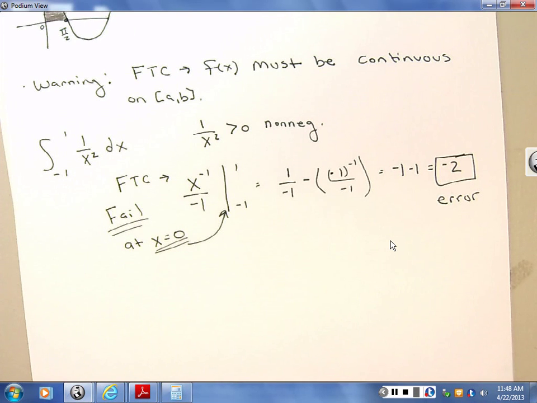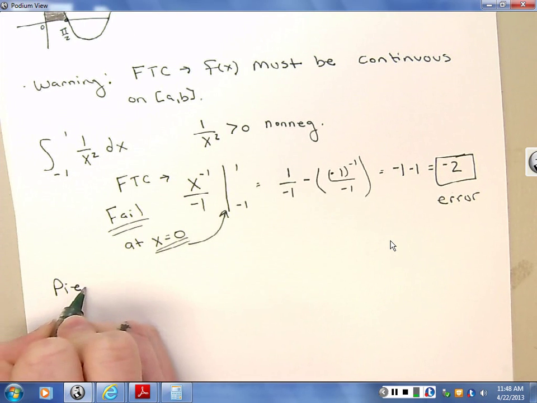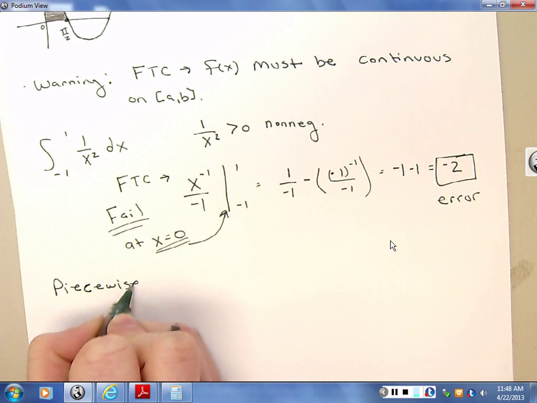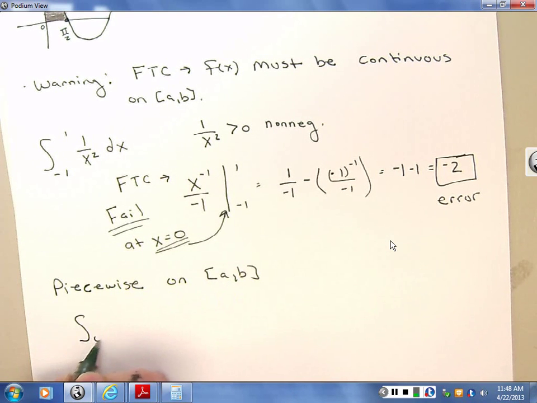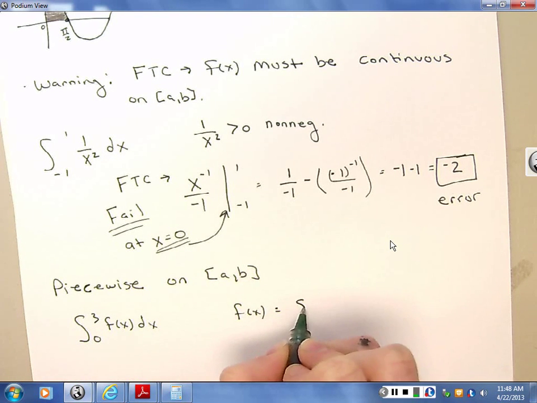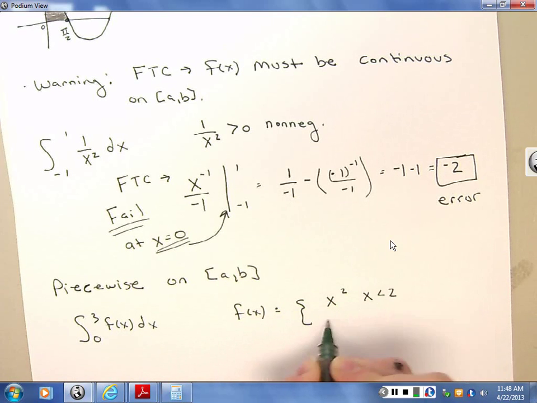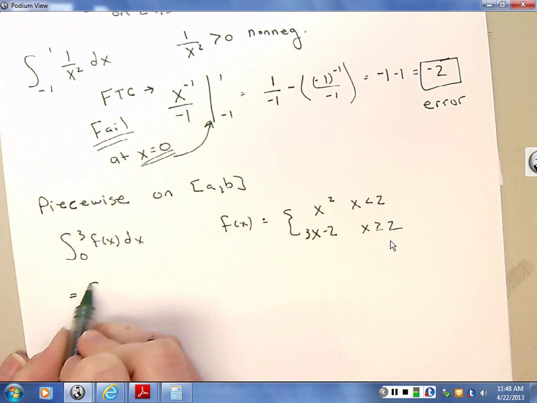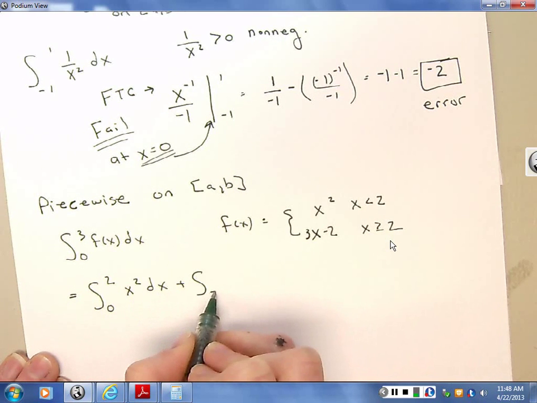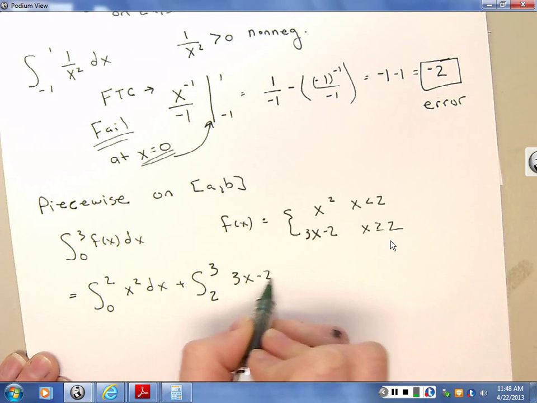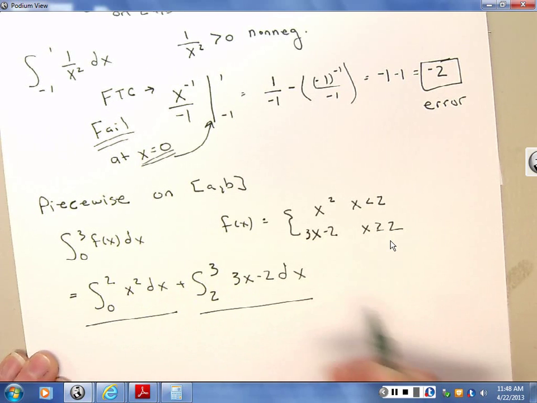And then, the fundamental theorem of calculus works on piecewise functions, but you have to divide them up. So let's say I have the integral from 0 to 3 of f of x dx, and let's say my function is defined as x squared if x is less than 2, and 3x minus 2 if x is greater than or equal to 2. So if I wanted to find this area, I would integrate from 0 to 2 of x squared dx plus the integral from 2 to 3 of 3x minus 2 dx. And I could find that simple enough.